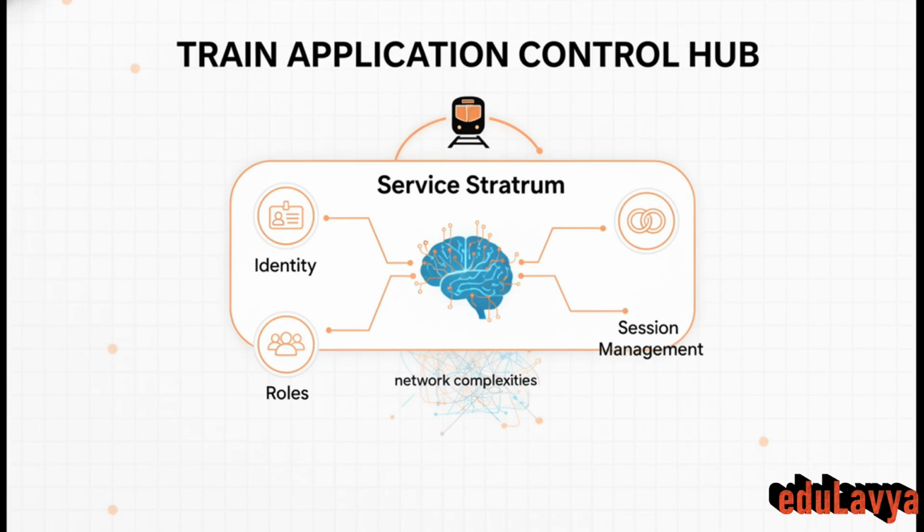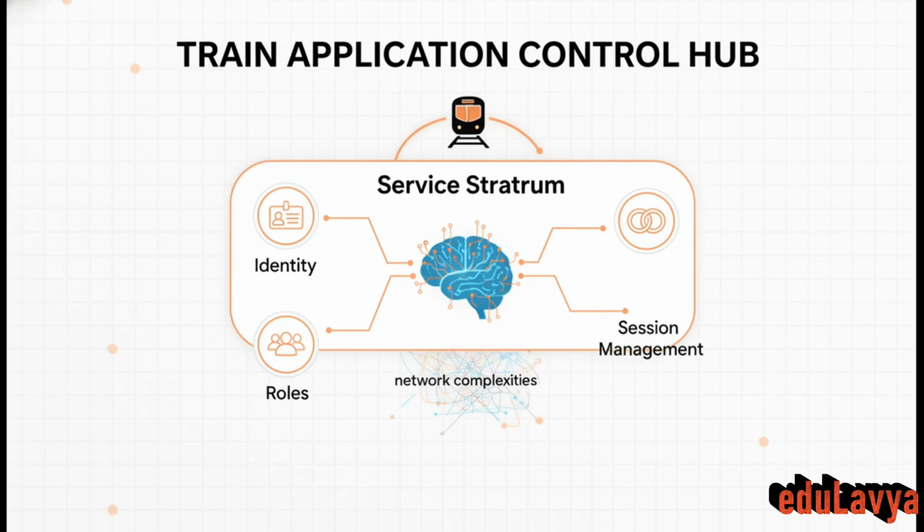Within this service stratum, we're really talking about three key things: identity, roles, and session management. This stratum entirely abstracts all those messy network complexities away from the applications sitting up top. It's down in the weeds, managing user tokens, dynamic group communications, and location-dependent addressing. And it does all of this without the train application ever needing to know the how. The train simply requests a secure communication line, and boom, the service stratum does its thing to establish that session.